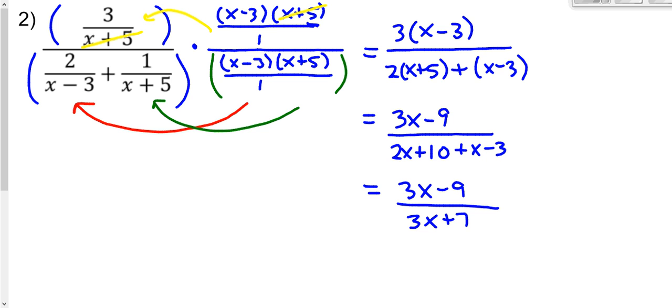Remember, you cannot cancel unless you have factors. And 3x and 9 are terms, not factors, when they're connected with a plus or a minus sign. Same thing on the bottom, 3x and 7 connected with a plus or a minus sign. They are not factors, they are terms. If you cancel part of it without taking the whole thing into account, you're not going to have an equivalent expression. So this is our answer. Let's box it and move on.